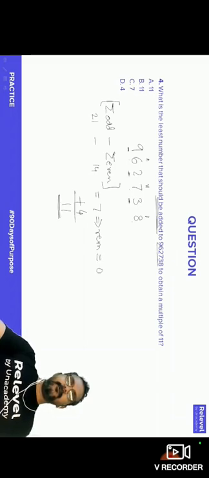Hence, to make it divisible by 11, we need to either subtract 7 from this, but we are saying that we need to add something. So we add 4 to that, because then the result will be 11, means the remainder effectively will become 0. So adding 4 to the number will ensure that it is a multiple of 11. So option D.